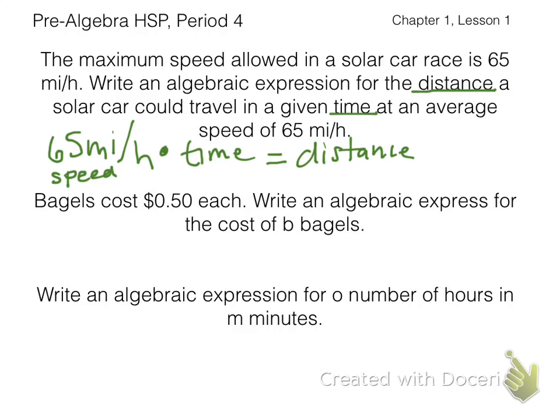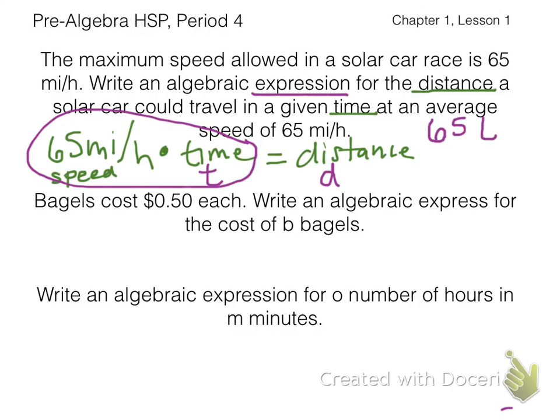So a variable that we can use for time would probably be t, and the variable we can use for distance is d. But remember, I'm asking for an expression. An expression usually doesn't have an equal sign in it. So really, I'm going to take the speed and the time, and that's going to be my expression. Since the 65 is a constant, I'm going to do 65 times t. And that's really what I'm looking for there. All right, let's go ahead and move on to the next one.